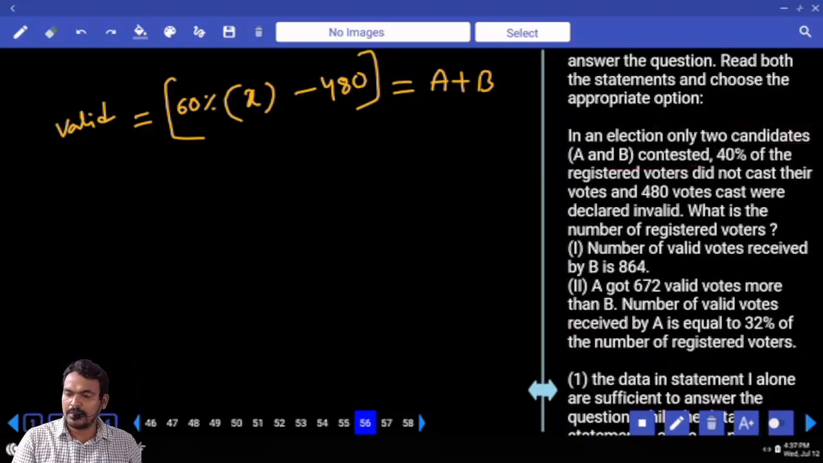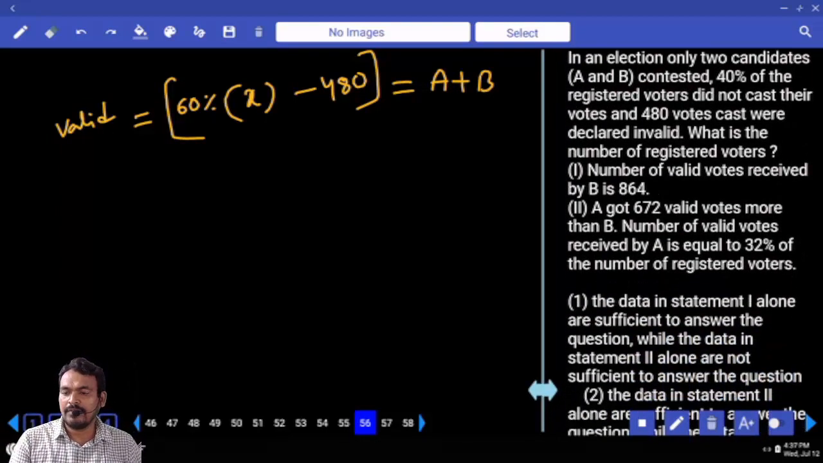What is the first statement? The number of valid votes received by B is how much? 864. Only B's votes are given. There is no clarity about A's votes. So the first alone is not sufficient. For the second statement, A got 672 valid votes more than B.